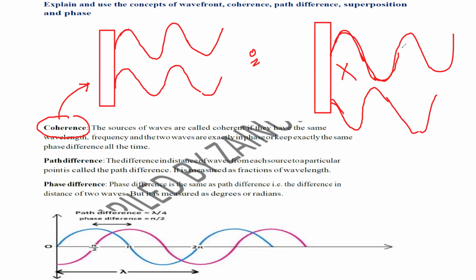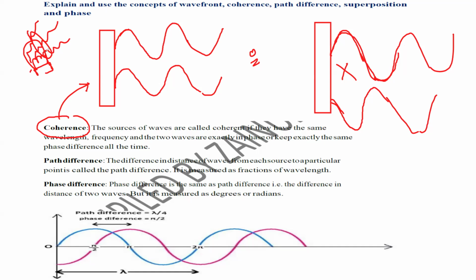The best example of a coherent source is laser light. Laser light appears to be very high in intensity because all the waves are vibrating in the same manner when coming out from the source. That's why the intensity of laser light is much higher compared to a filament bulb. A filament bulb is not a coherent source because some waves start from here, some from here, some from here. When they come out from the source, they don't have a constant phase relation. They're not vibrating in the same manner. That's why the filament bulb is non-coherent.